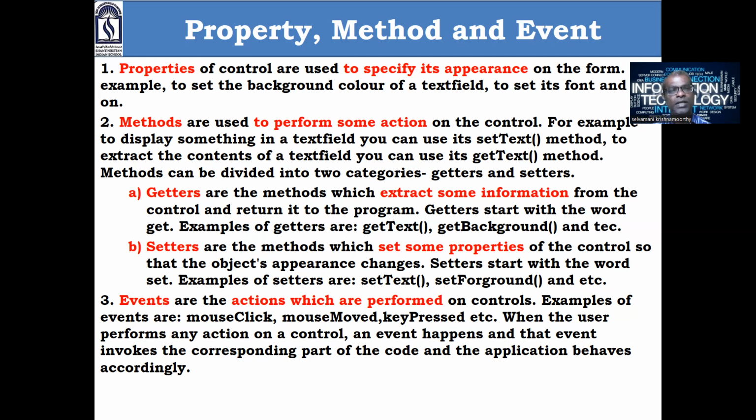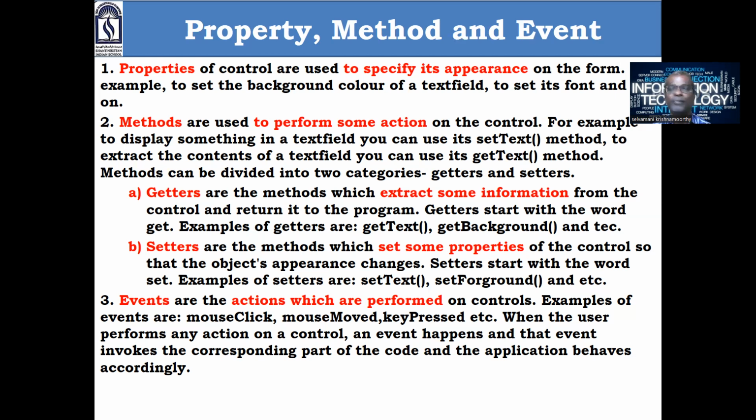So again, methods are divided into two main categories. One is getter, another one is setter. From the name itself, we can easily understand what getter and setter mean. Getters are the methods which extract some information from the control. For example, get text and get background. See, both the methods get text and get background start with get. That means getter methods always start with the word get.